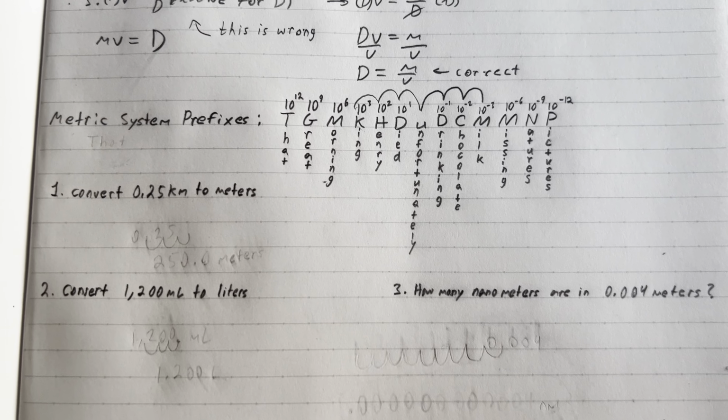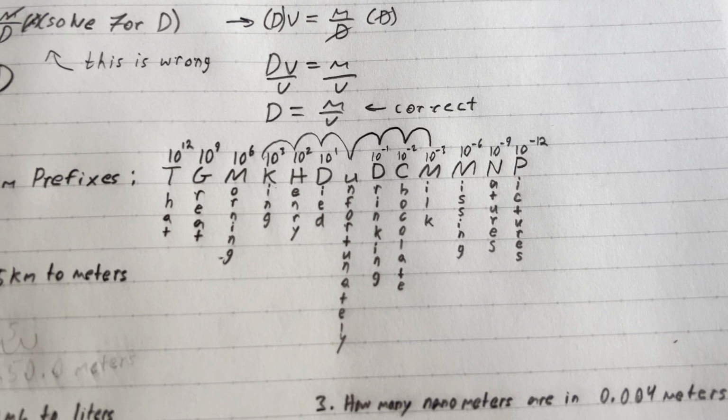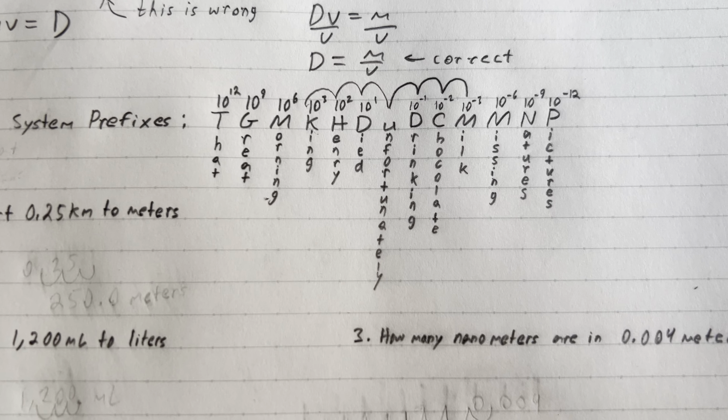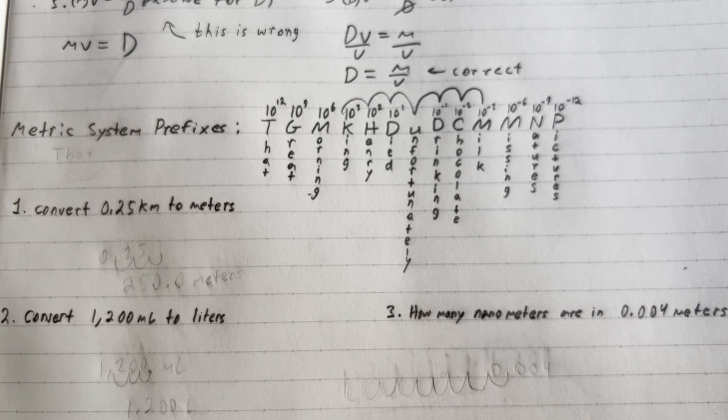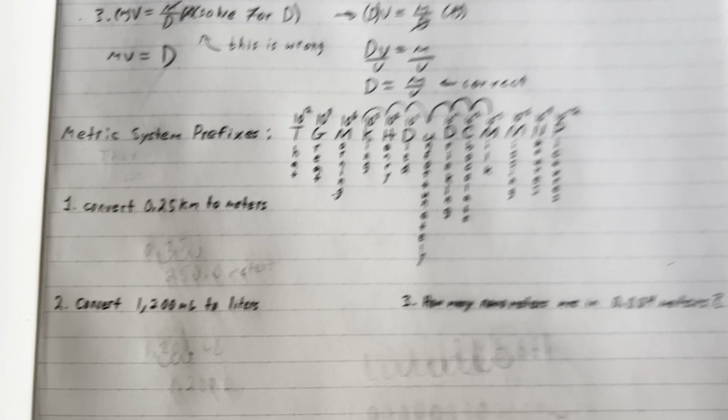So what you want to do is you need to memorize this. An easy way to memorize it is to just go by the silly message. So it's that great morning, King Henry died, unfortunately, drinking chocolate milk, missing nature's pictures. If you go ahead and memorize this, it's going to help you with being able to do the metric system prefixes and conversions.